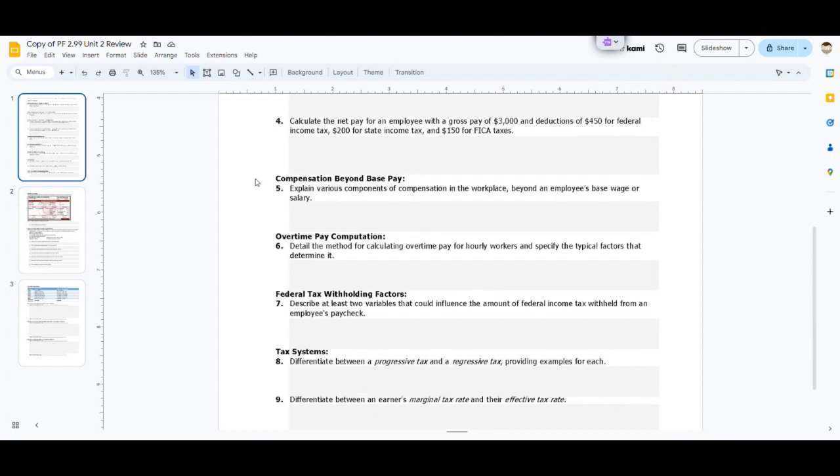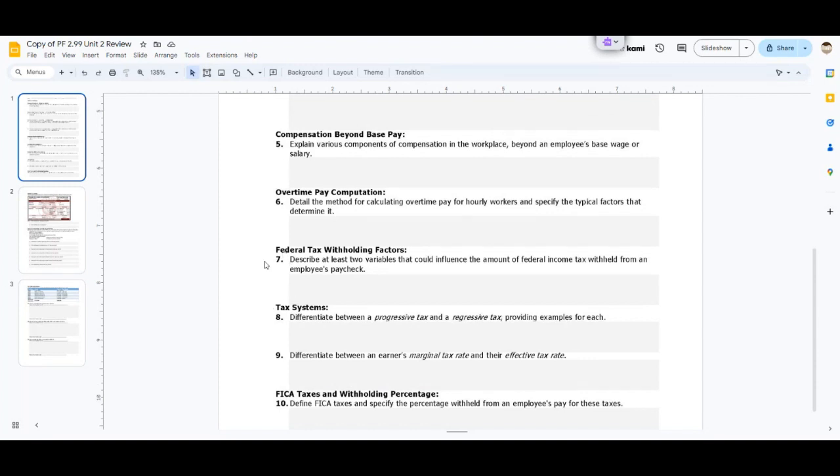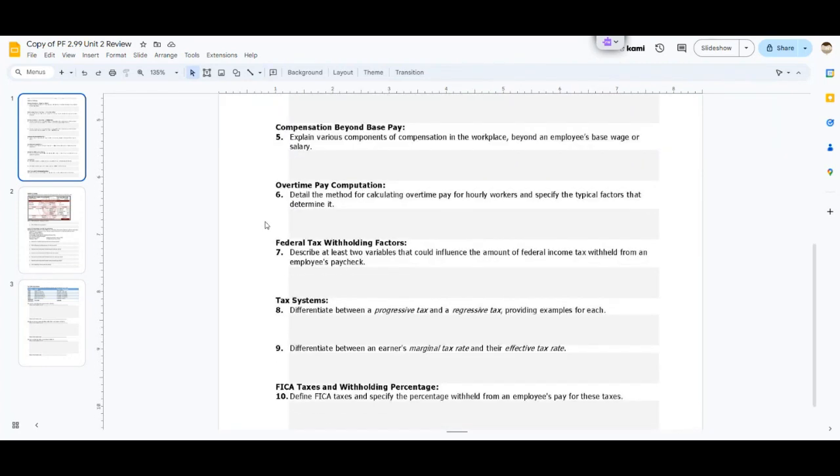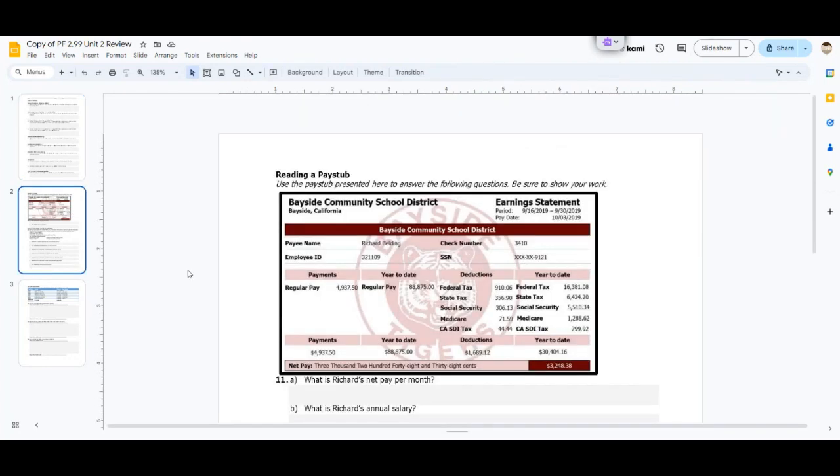Remember, non-wage compensation, things like those paid benefits. You know, when your employer contributes to your retirement account, when they pay for insurance, when they may help with tuition reimbursement, et cetera, et cetera. Okay. Questions making sure you understand overtime, tax withholdings, tax systems, FICA taxes. Okay. So everything on page 1 is just reviewing your understanding of the general concepts.